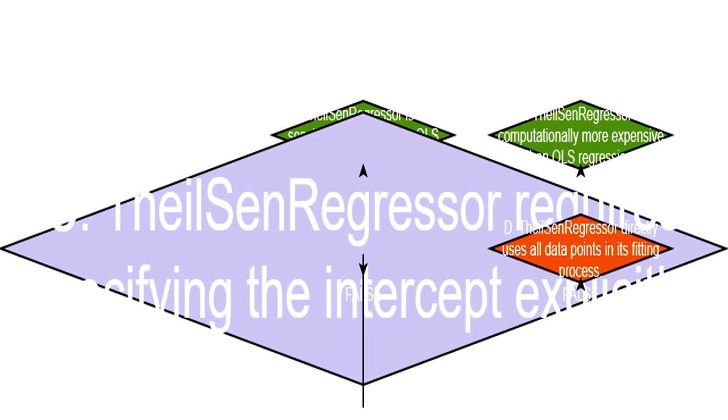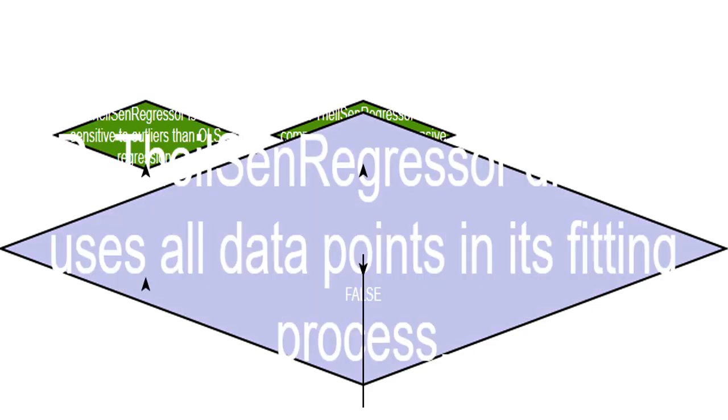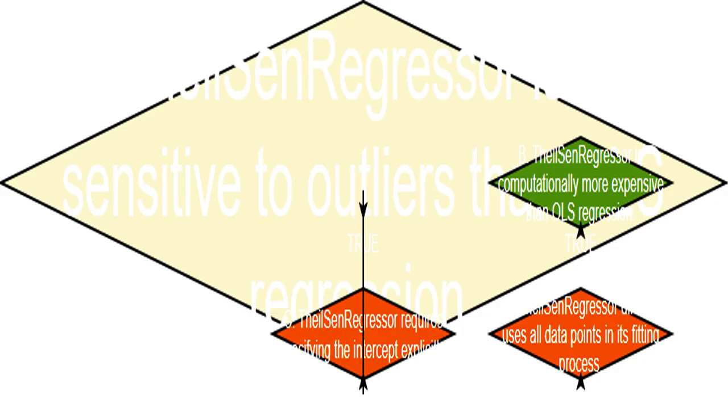I find this convenient. This is also false. While TheilSen considers all data point pairs to calculate slopes, it ultimately uses the median of these slopes to fit the line. It's not a simple weighted average of all points. This is true. TheilSen uses the median of slopes, making it more resistant to the distorting effects of outliers compared to OLS, which is sensitive to individual data point influence.